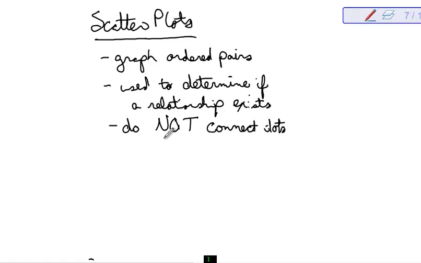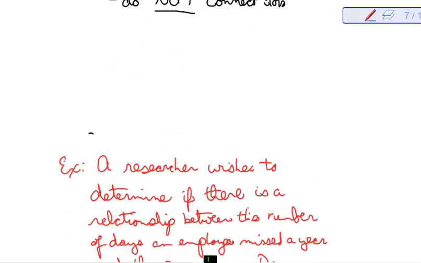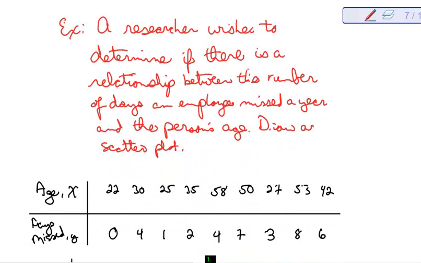On these, make sure that you do not connect the dots, okay? That is going to be extremely important. So let's look at an example. A researcher wishes to determine if there is a relationship between the number of days an employee missed and the person's age. Draw a scatter plot.